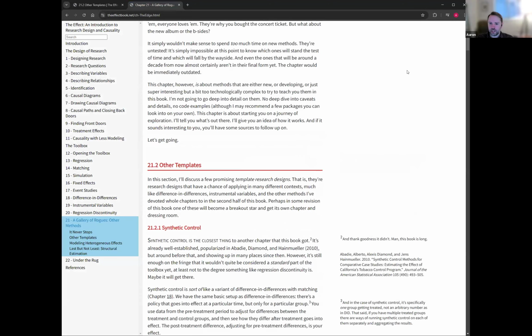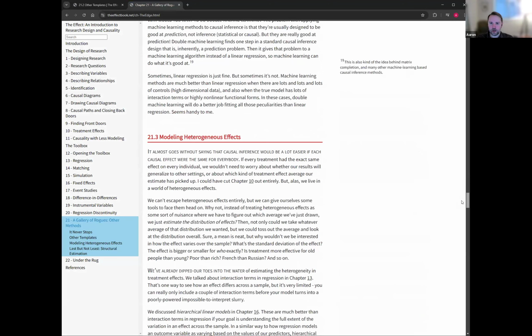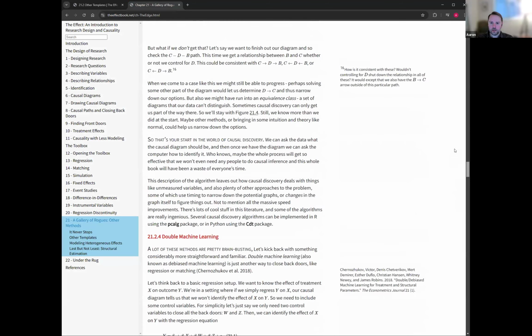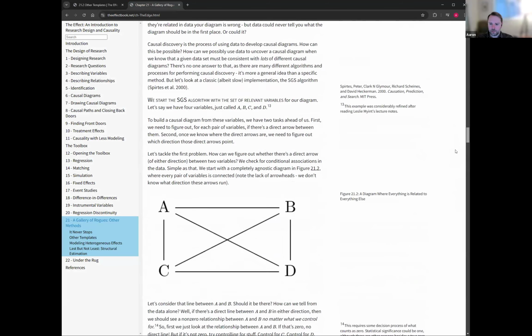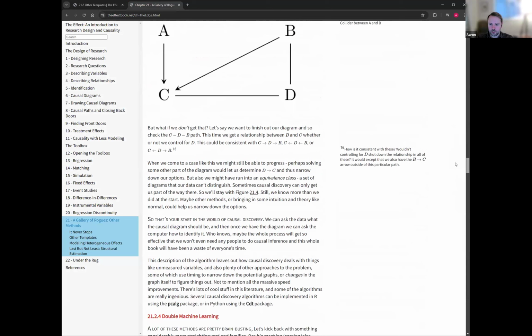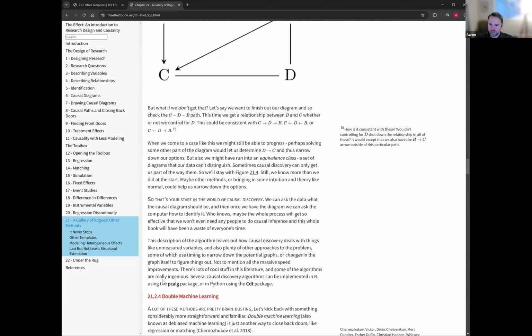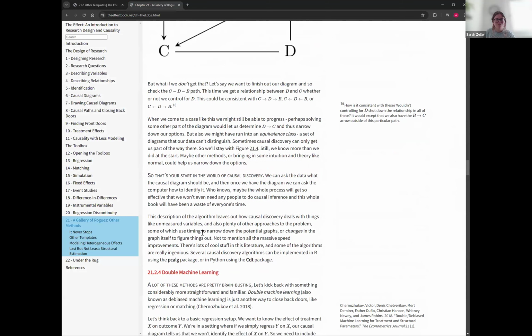I don't remember top of mind. Let's see. Go into the book here. I may just have failed to capture that. Yes. Okay, here we go. The pcalg package in R and CDT in Python. That's super cool. Nice.